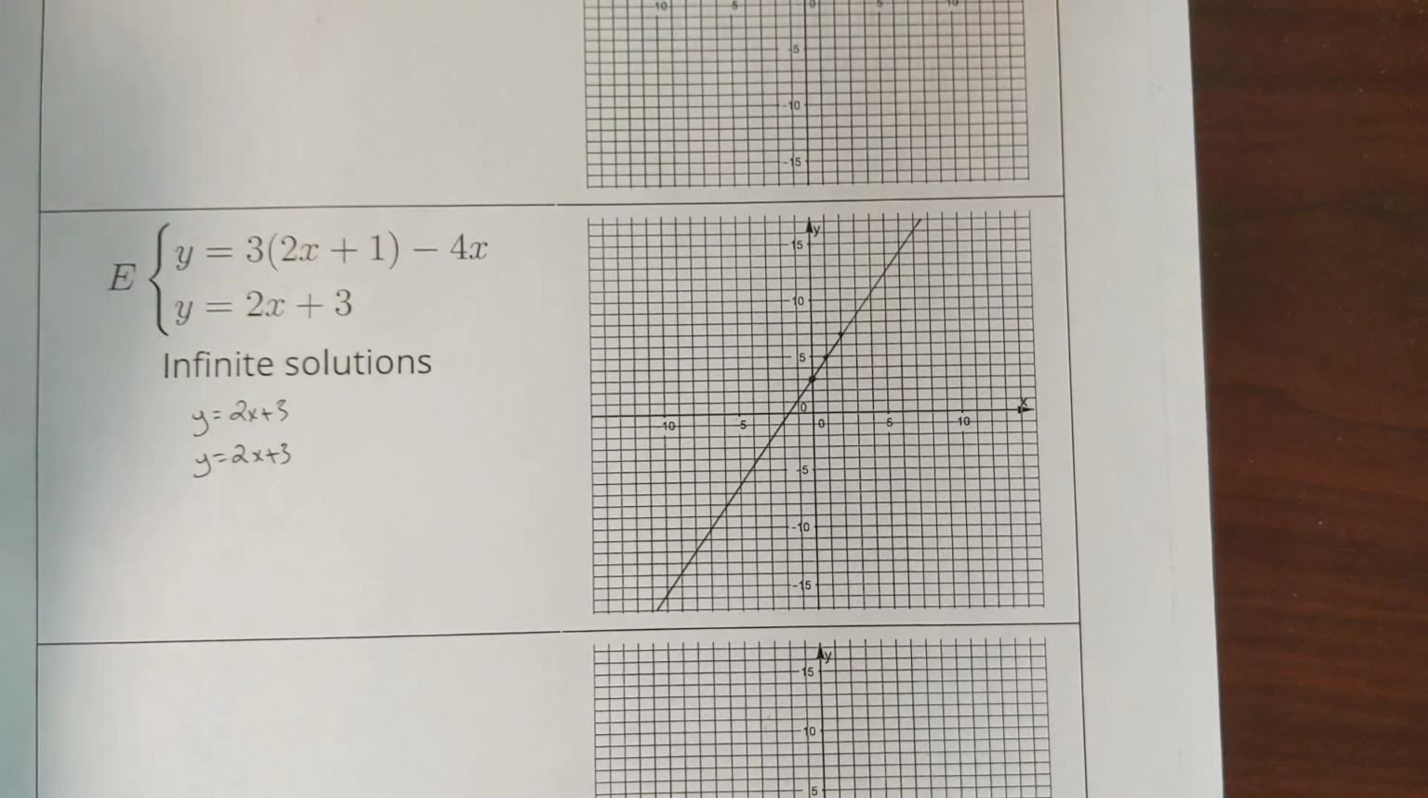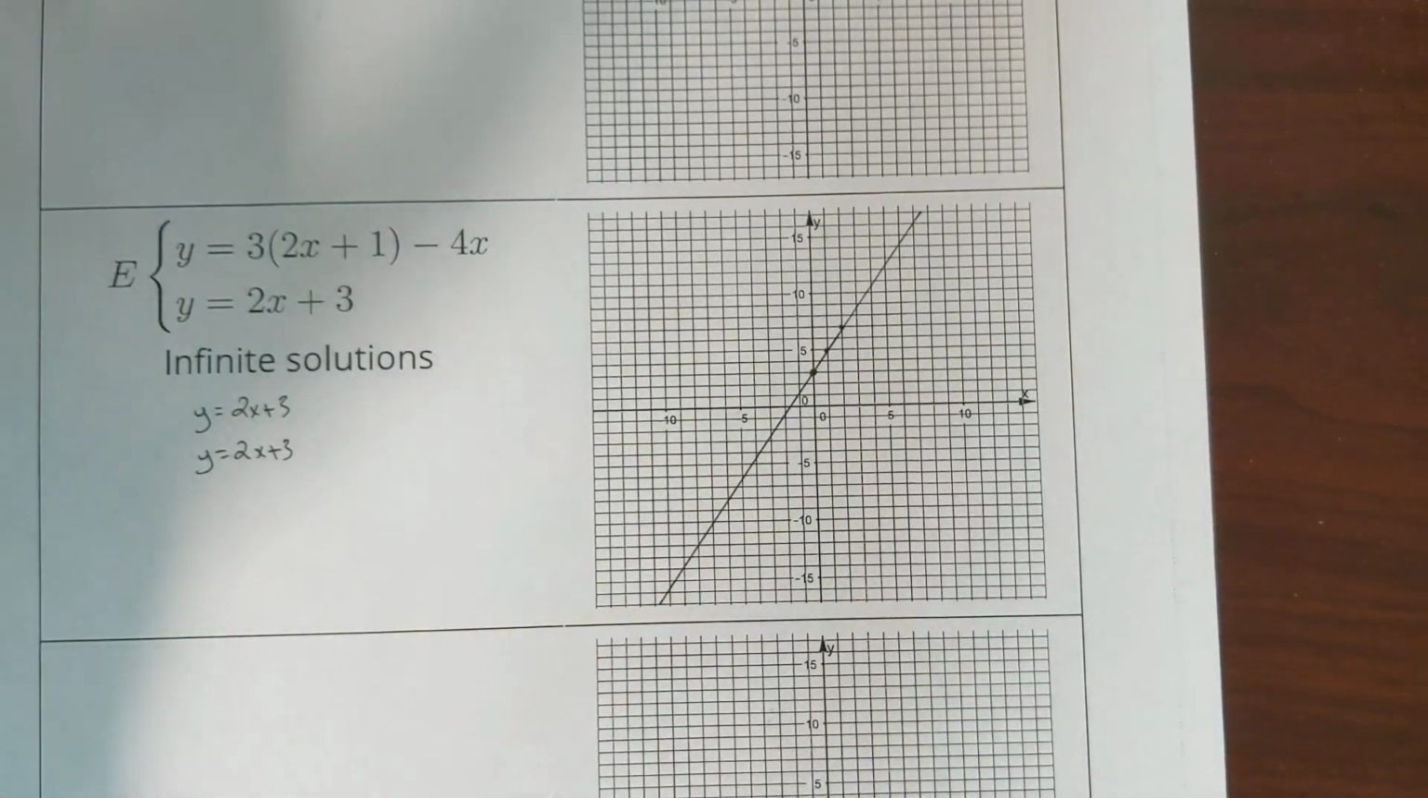Hopefully this helps, guys. You see a graph where there's an intersection, that's one solution. You see a graph with no intersection, parallel lines, no solution. And if you see a graph with what looks like just one line, and they're saying that there's two equations there, then you know there must be infinite solutions, all solutions.